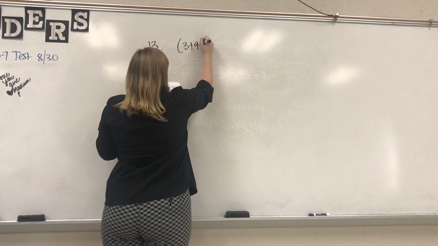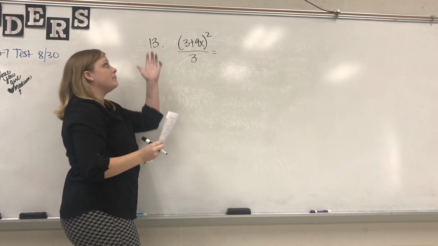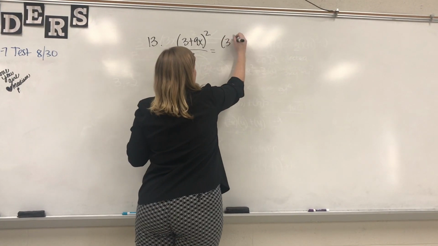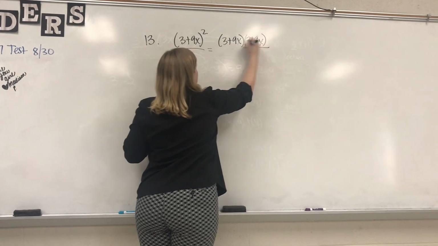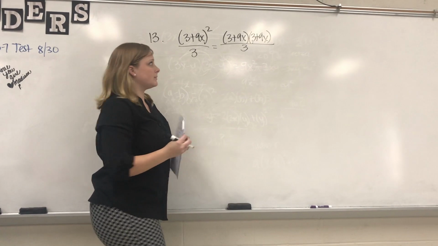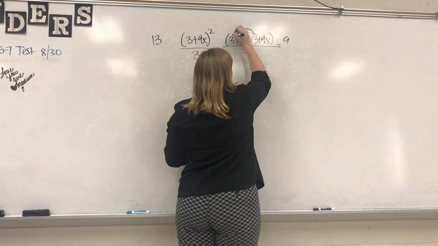Three plus 9x squared divided by 3. Again, I am squaring this binomial, I am multiplying it by itself. So I write it twice. Anytime you see a squared, you should write it twice, because that's what it means. 3 times 3 gives me 9.